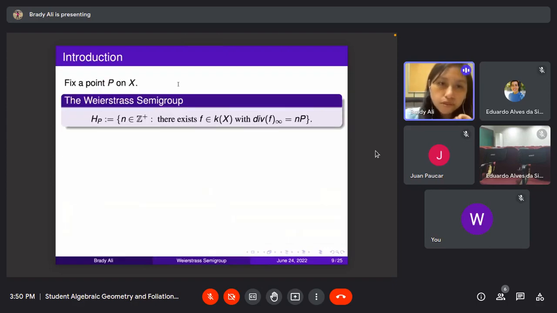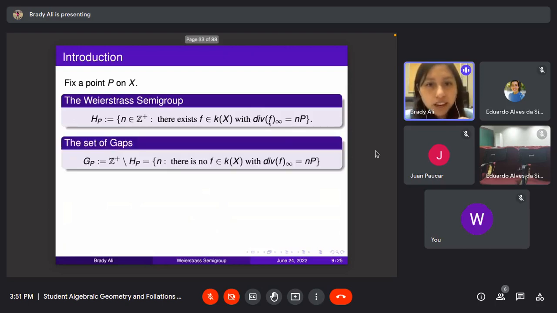So now I'm going to define the Weierstrass semigroup. We fix a point P on X, and we define the Weierstrass semigroup as all the positive integers n such that there is a rational function that has a pole of order n at the point P. So it can be shown that this Weierstrass semigroup is a numerical semigroup. And the study of the Weierstrass semigroup is important because it helps us to understand the geometry of algebraic curves, and also it has a lot of applications to coding theory.